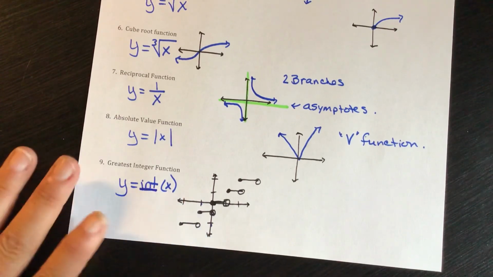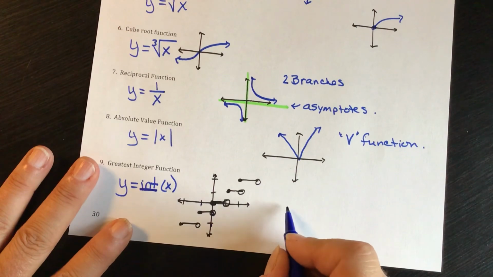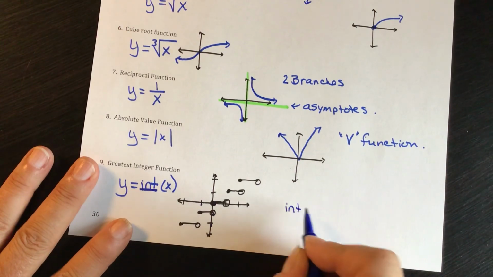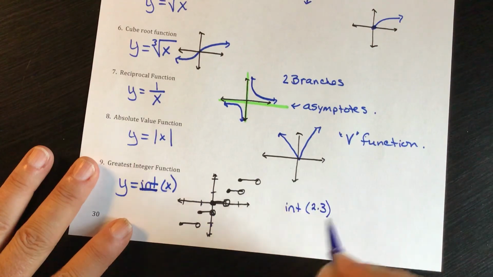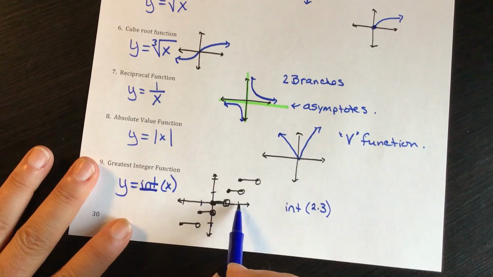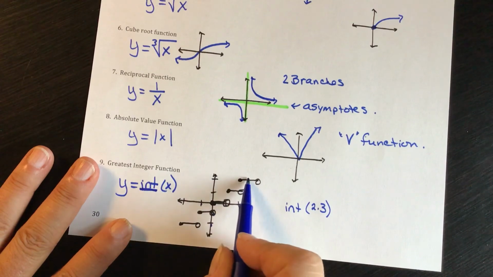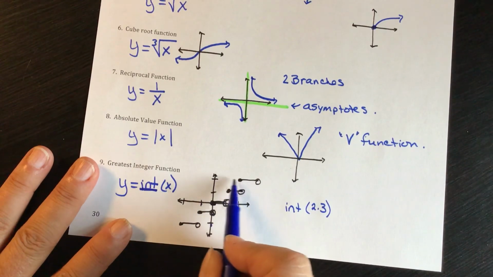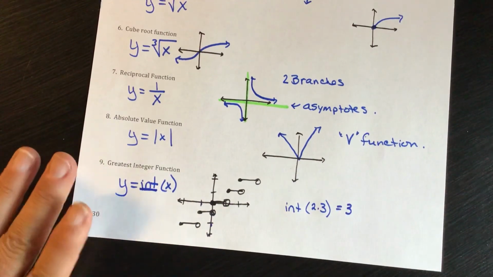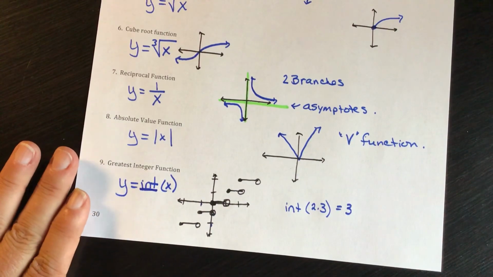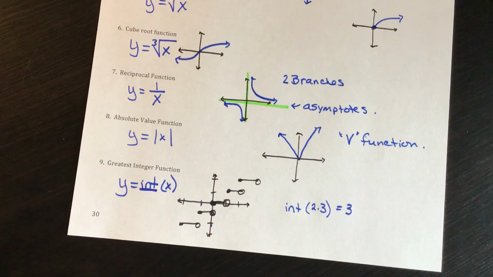So here's an example, if I have integer of 2.3, okay, so if I go here, 2.3, my y value is going to go up to the next integer, which is 3. Okay, that's how I would read that.